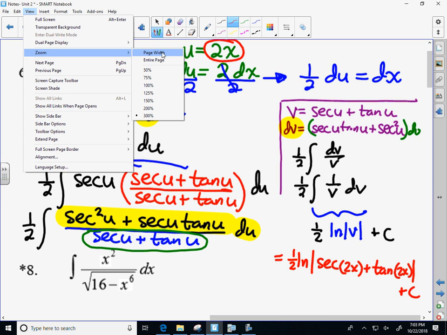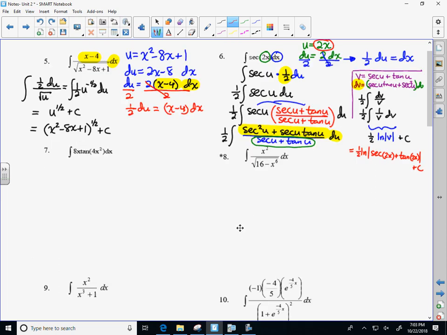Page width. Oh, you see, I gave you a perfect amount of room. You fit it all in there. Not a problem whatsoever.